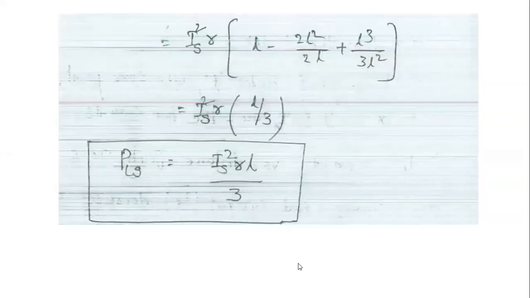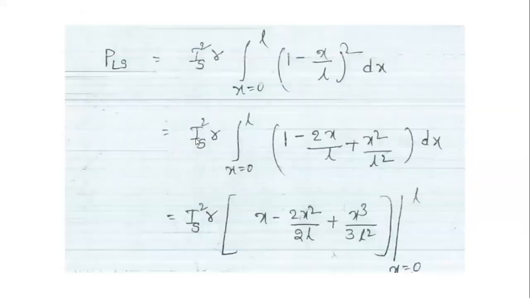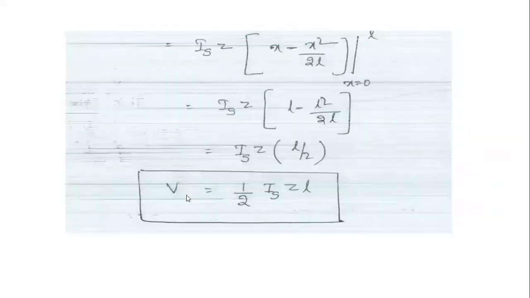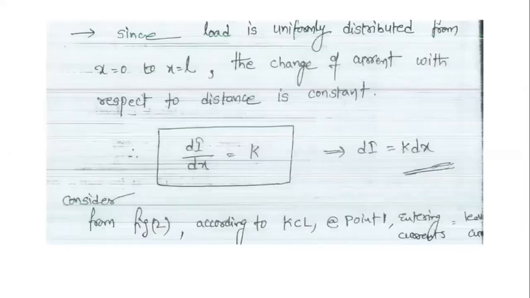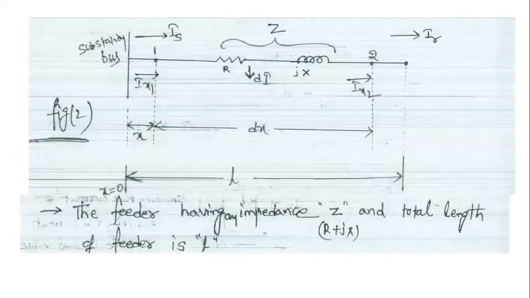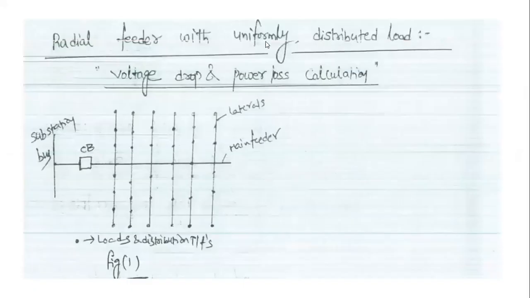Therefore the power losses PLS is equal to Is square RL by 3. Okay, this is the power losses and this is the voltage drop calculation in the case of a radial feeder for uniform distribution load. Okay, taking the radial feeder.